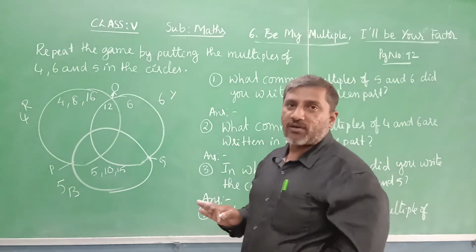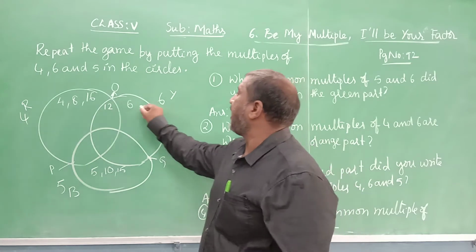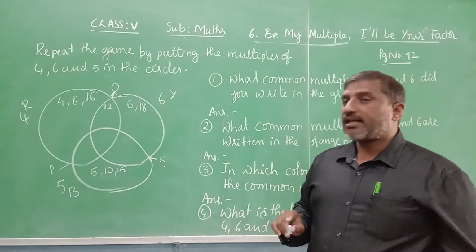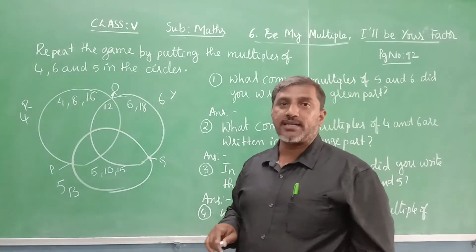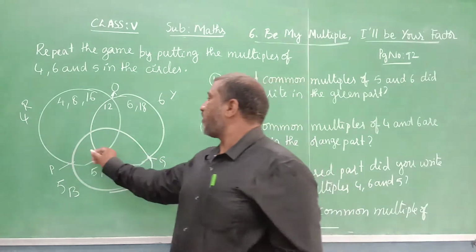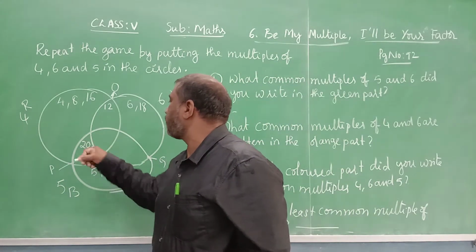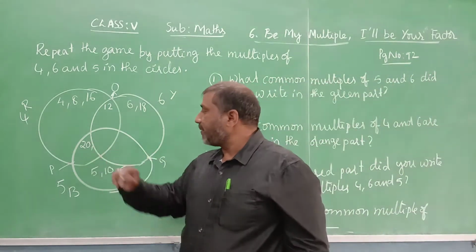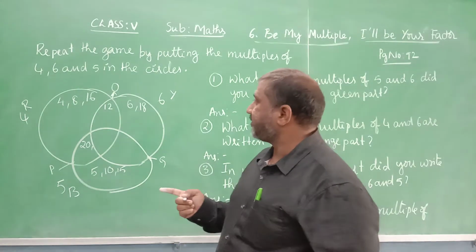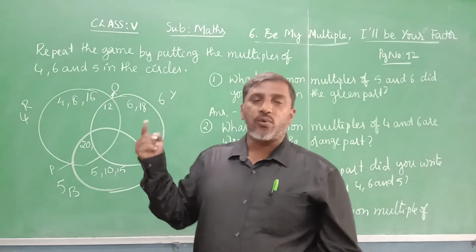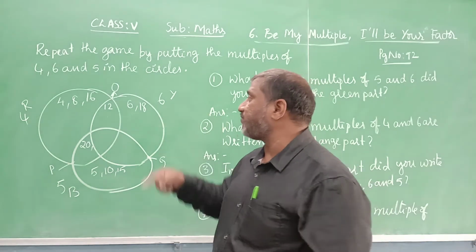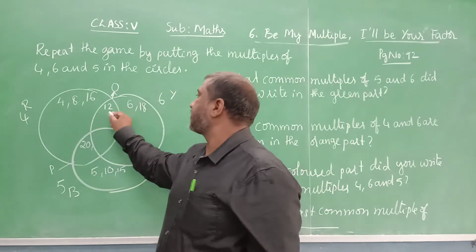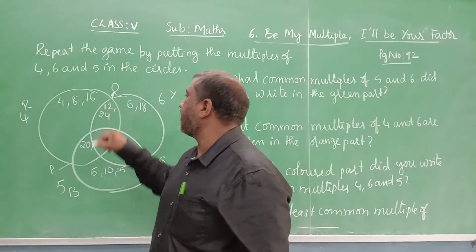17, it is not a multiple of any of the numbers. 18, 18 is a multiple of 6, so write in the yellow color. 19 is not a multiple of any of the numbers. 20, yes, 20 is a multiple of 4 as well as 5. 4 5s are 20, 5 4s are 20. So write 20 in the purple color. 21, no, it is not a multiple of any of the numbers. 22 it is not. 23 is also not. 24. Again 24 is a common multiple for both 4 and 6. So write 24 here.